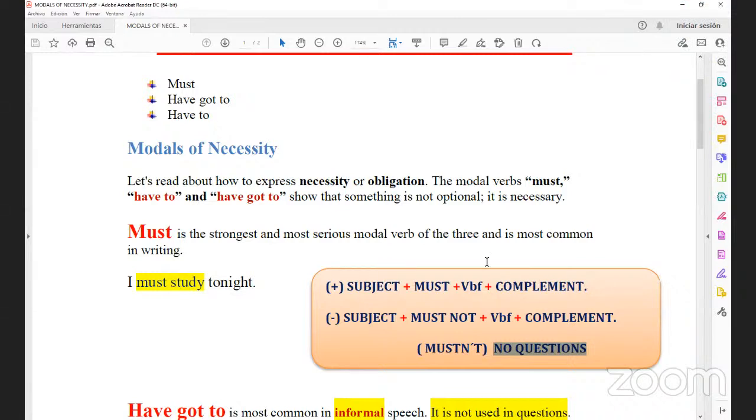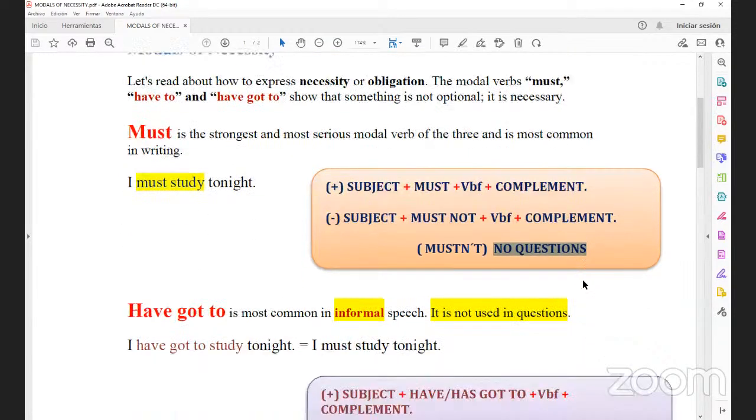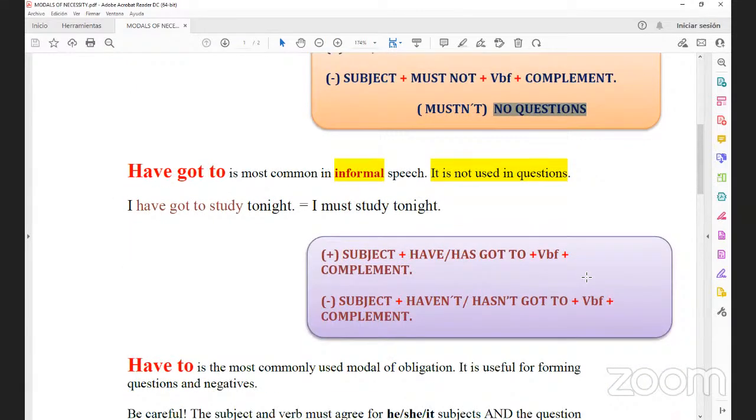Perfect. So this is an obligation, something that if you don't do it, you have really strong punishments, for example with laws or with some norms that you have in the country, okay? So really strong. The second one is have got to. This have got to is really informal, but it's a common one, informal in speech.